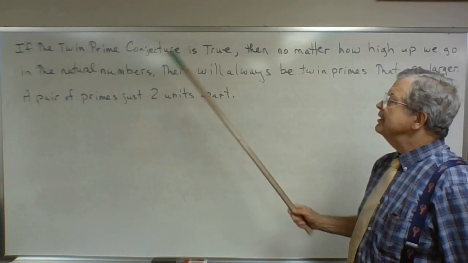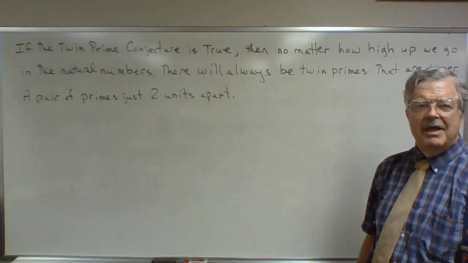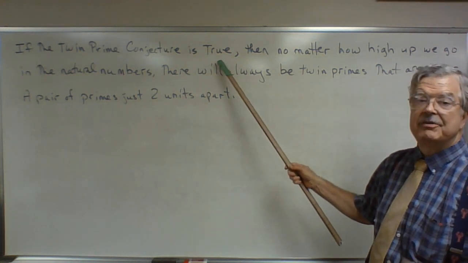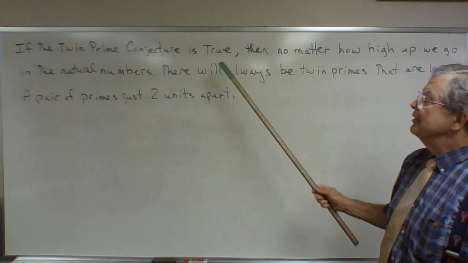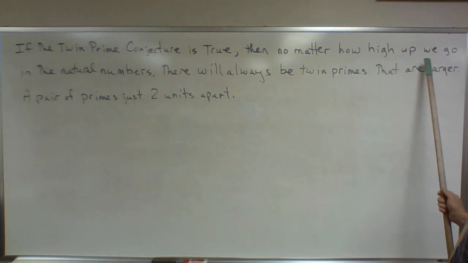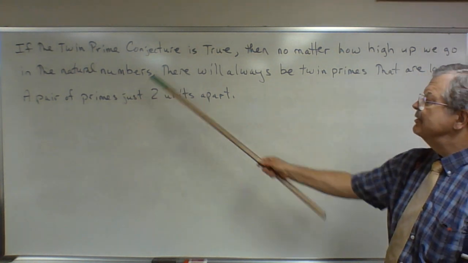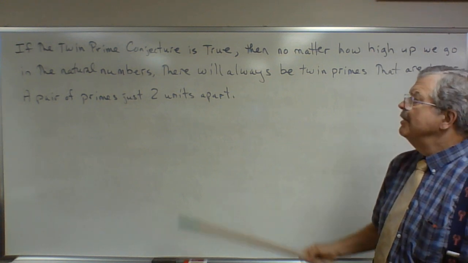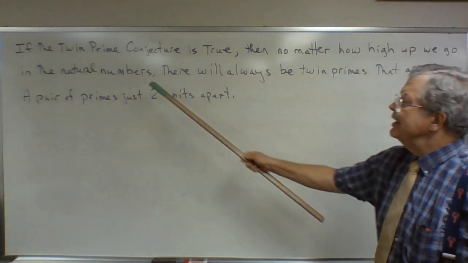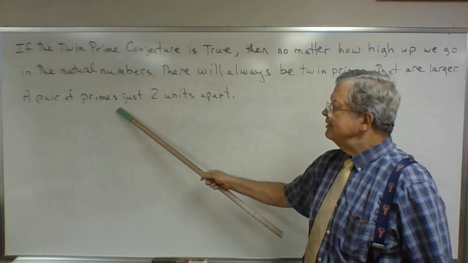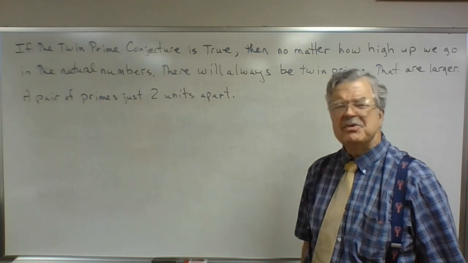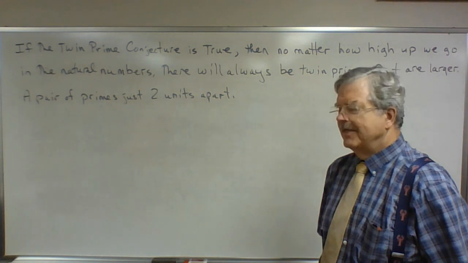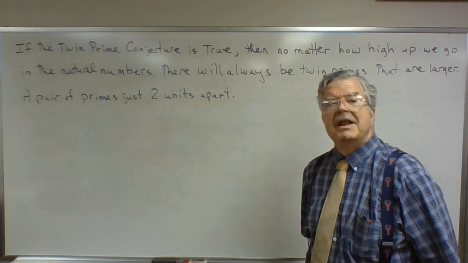If the twin prime conjecture is true, and the majority of number theorists believe that it is, then no matter how high up we go in the natural numbers, there will always be twin primes that are larger. No matter how high up we go, we'll always be able to find a pair of primes just 2 units apart. That's interesting.